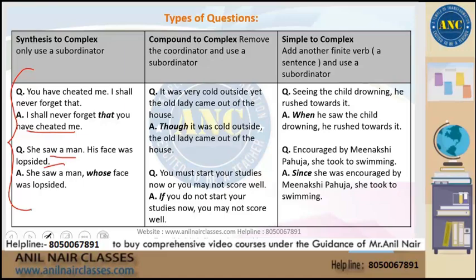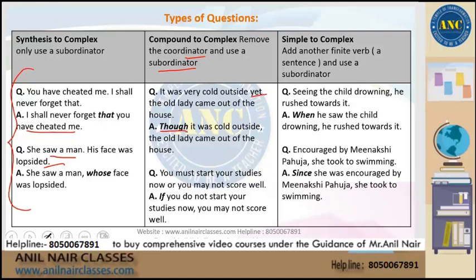Initially, for complex to compound, we removed the subordinator and added a coordinator. For a compound to complex, you remove the coordinator and add a subordinator. It was very cold outside, yet the old lady came out of the house. You'll say, though it was cold outside, the old lady came out of the house. You must start your studies now, or you may not score well. If you do not start your studies now, you may not score well.